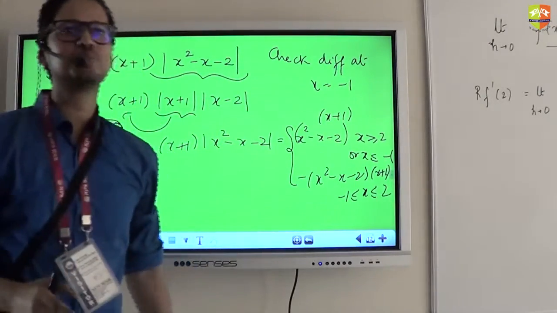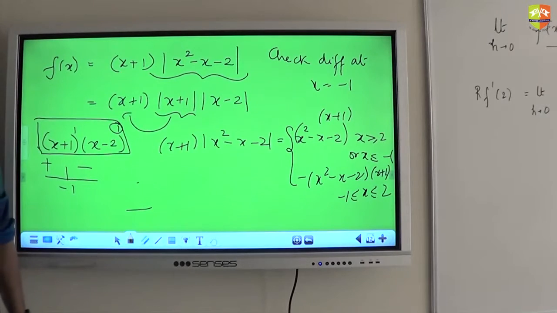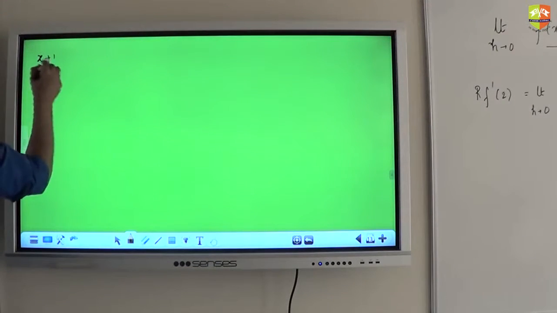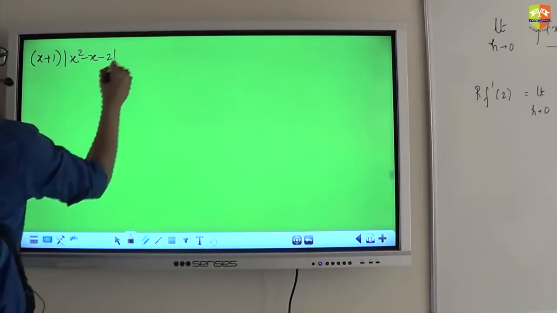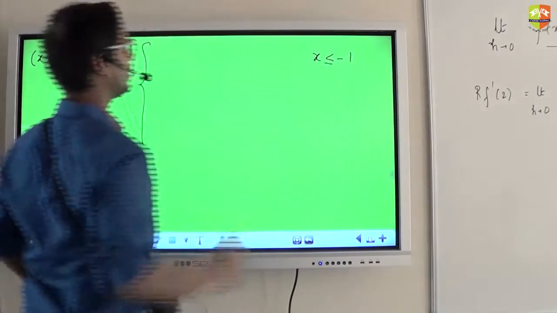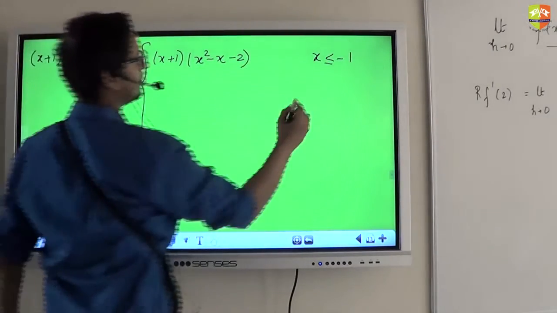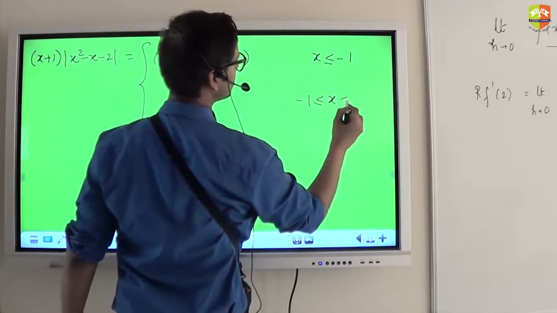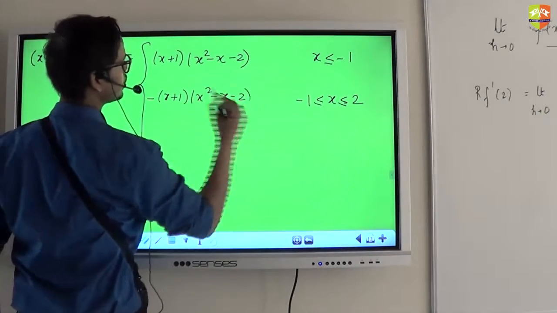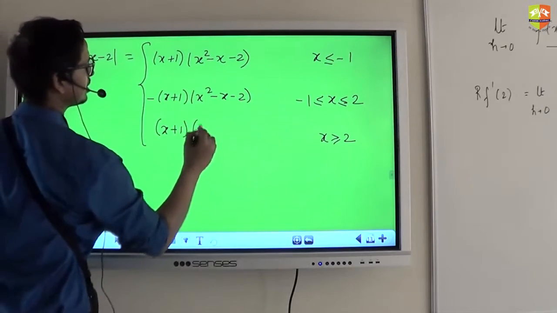So I will only check at those points which we refer to as the critical points. So, what are the critical points that I need to pass through? Let me get it in a proper way so that you make sense out of it. So x plus 1 mod x square minus x minus 2. Can I say when x is less than equal to minus 1, the function was behaving as x plus 1 times x square minus x minus 2. When it was between minus 1 and 2, my function was behaving as negative x plus 1 into x square minus x minus 2. And when x was greater than equal to 2, it was again behaving as the previous function, this one. Is that fine?